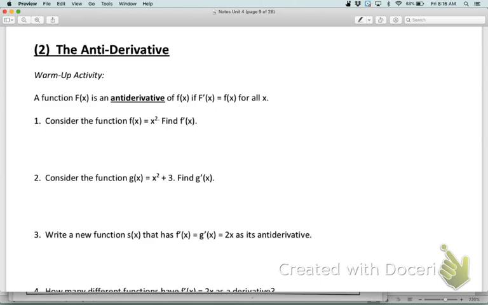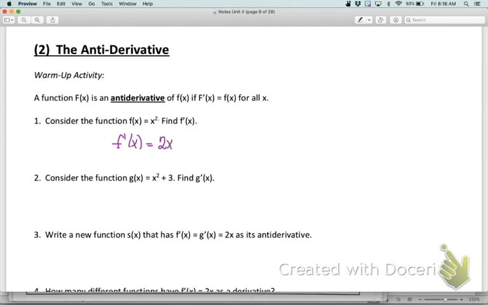So, for example, if we have the function f of x equals x squared, let's think first about some derivatives, because that's what we're comfortable with. So what is the derivative of x squared? That's an easy one. We know that f prime of x is equal to 2x.